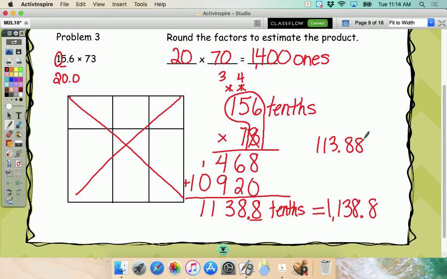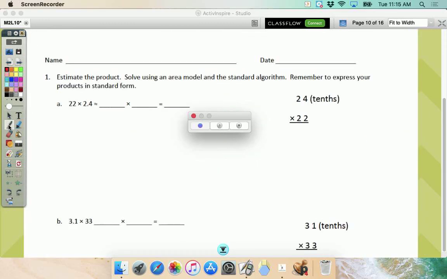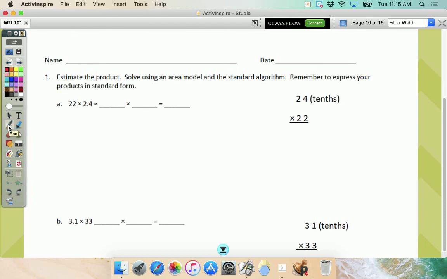I think they're having a meeting. So we're just going to quickly grab a problem set. We'll do one together and then you're going to work with a partner on the rest of them. Okay, let's take a look at the problem set. Now, first thing I want to talk about is that you get to cross off using an area model. You just get to use standard algorithm.